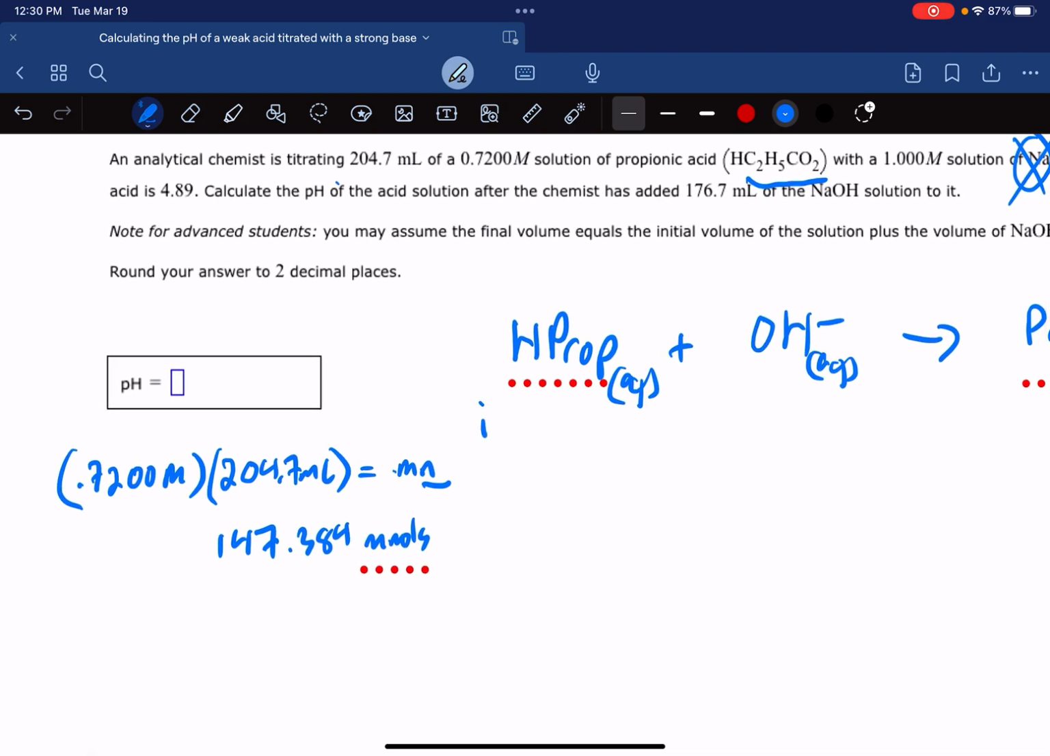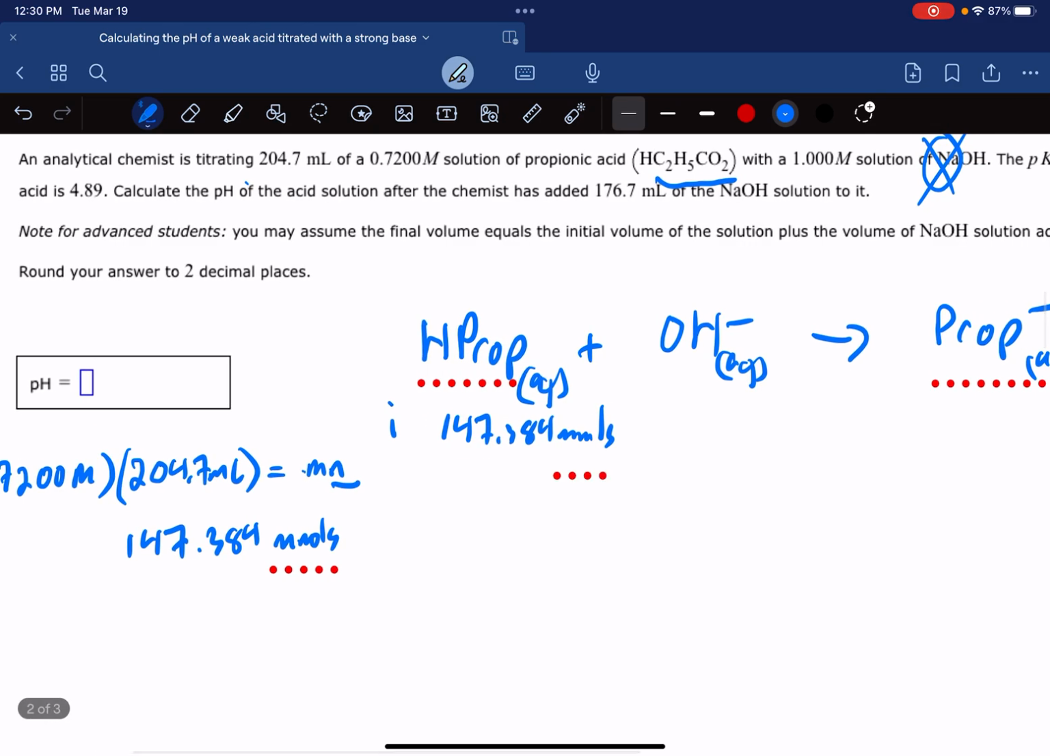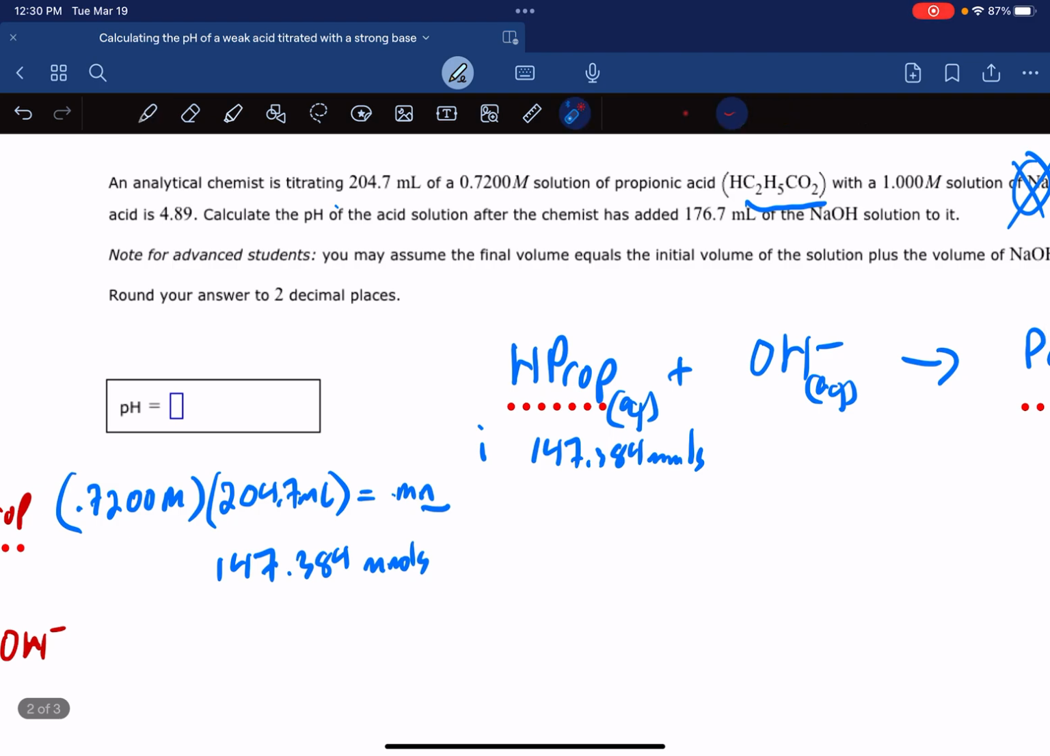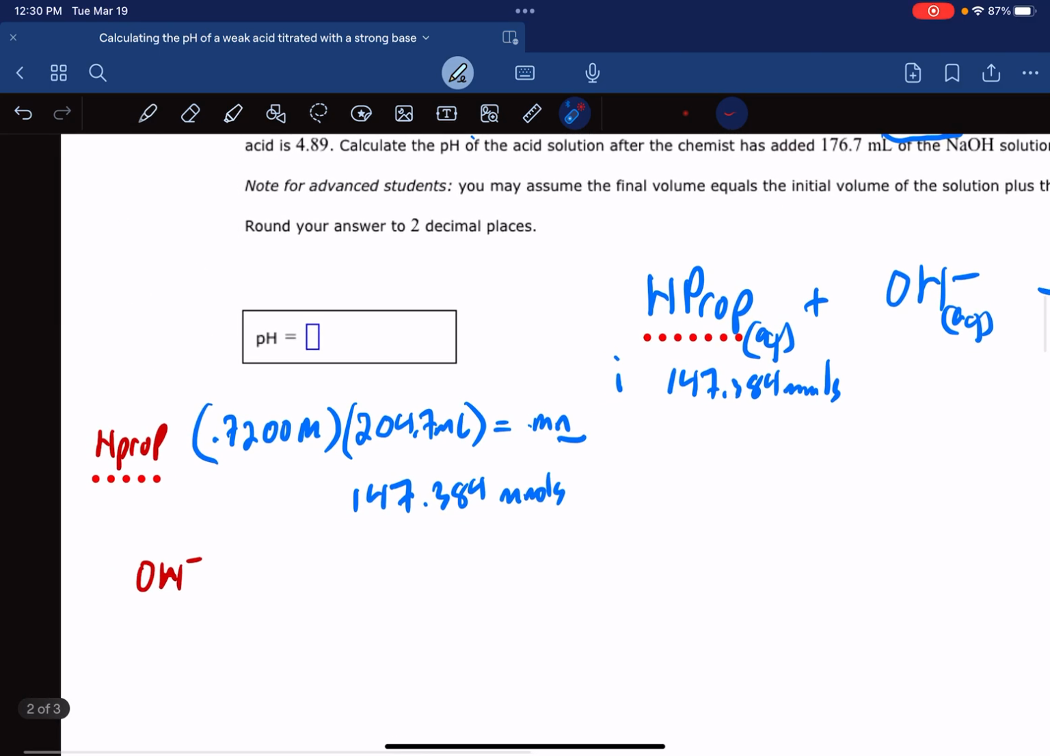So here with our initial, we're going to have 147.384 millimoles. Now we have to figure out our initial amount of OH. This right here was for our H prop, and now we're going to do the same thing for our NaOH, but in reality we're just doing it for the OH minus. They've given us 1 molar, which we love so much, and 176.7 milliliters. That makes our calculation pretty straightforward.